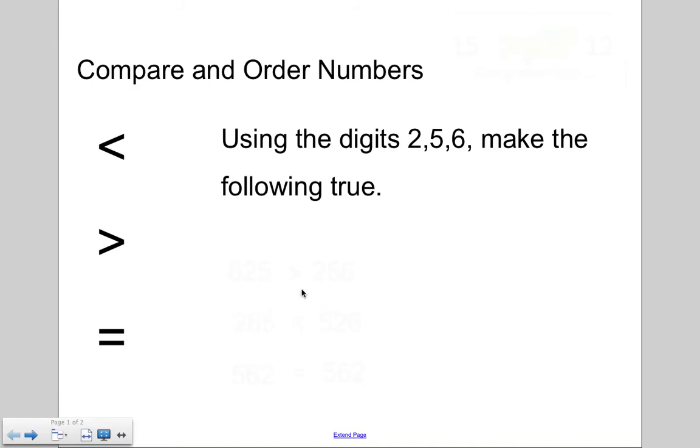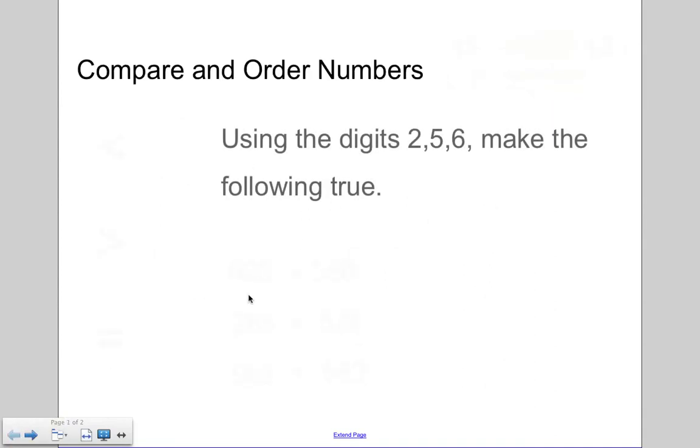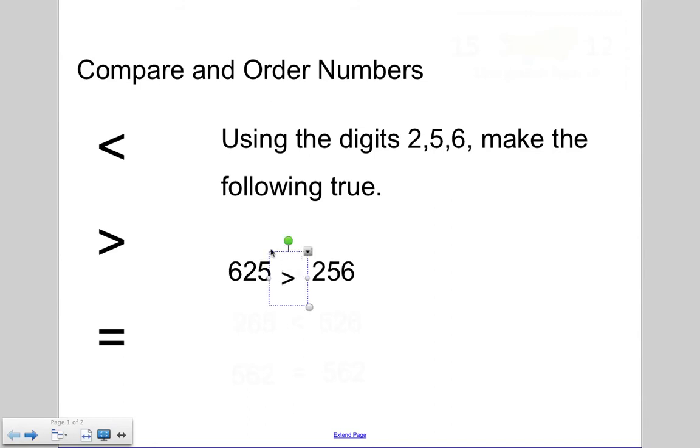So let's make some statements true here. I have some numbers here: 6, 2, 5. Tomorrow you would actually be making up the numbers. I kind of made them up here for you. All you would simply do is move these in place and do the exact same thing you did in that previous idea. So which one would I like to use here? I'm going to go, 6 is larger than 2. So I know that this is true.